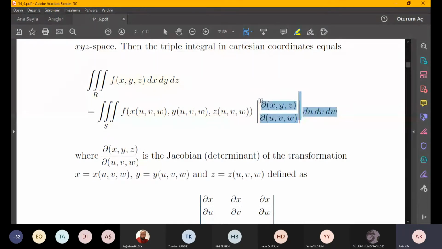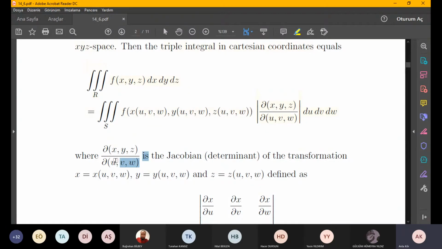Here dV represents the volume element in that way. So this is f(x, y, z) dV, and here, after you change the variables, this one represents dV in terms of u, v, and w.